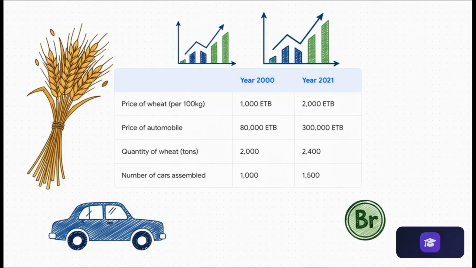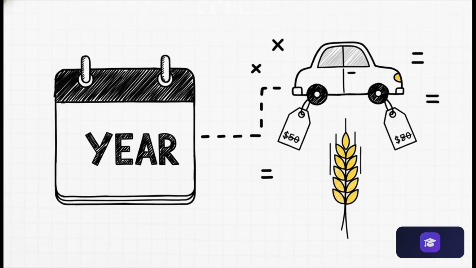All right, so here's our data. We've got the prices and production numbers for wheat and cars in two different years, 2000 and 2021. And right away, notice something really important. Both the prices and the number of things produced have gone up. That's going to be a key detail in just a minute. Oh, and the currency here, ETB, is the Ethiopian Birr. So the first thing we're going to calculate is something called nominal GDP.